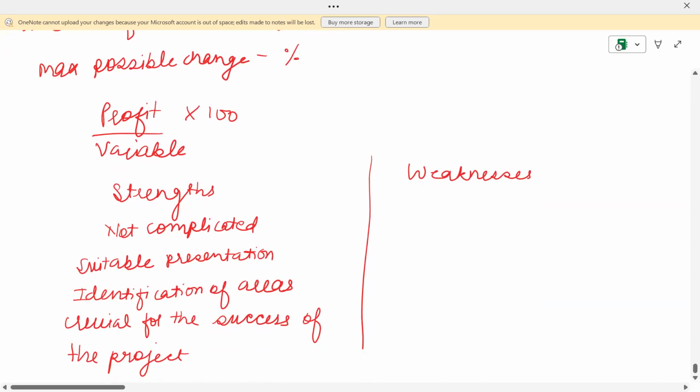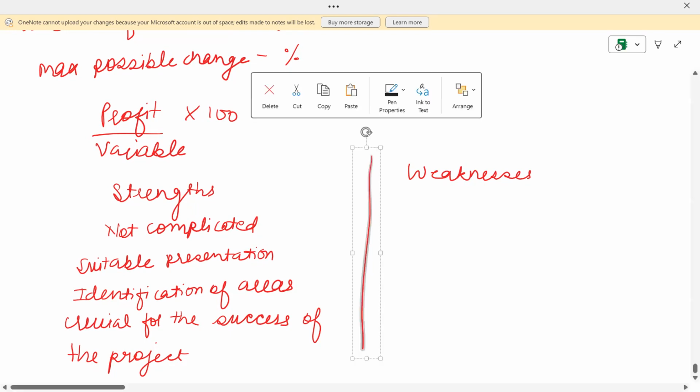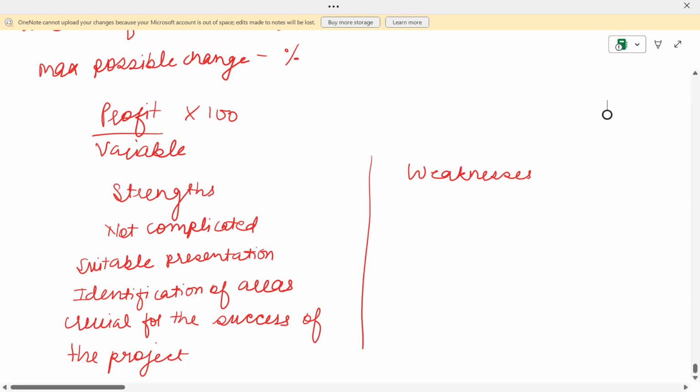However, in real life, there may be scenarios where multiple variables are changing at the same time, because we do not live in a perfect world. There is always a possibility that things are going to change. So it assumes changes to variables independently.